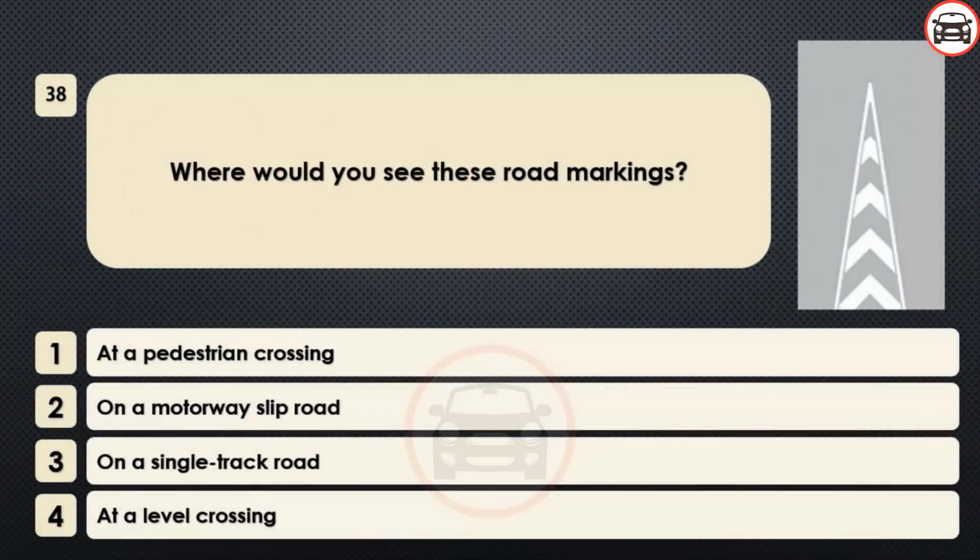Where would you see these road markings? 1. At a pedestrian crossing. 2. On a motorway slip road. 3. On a single-track road. 4. At a level crossing.